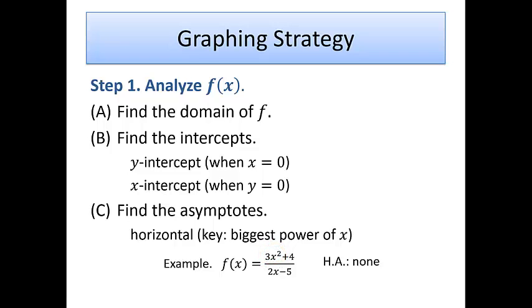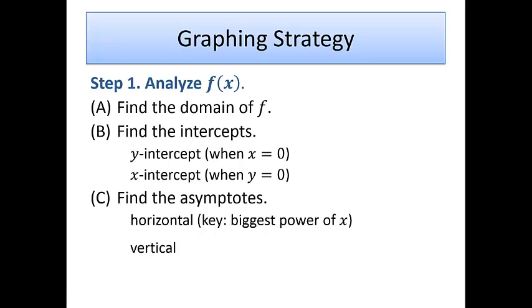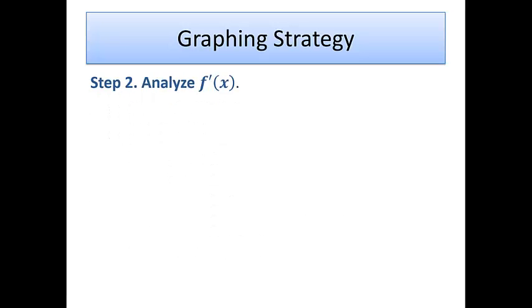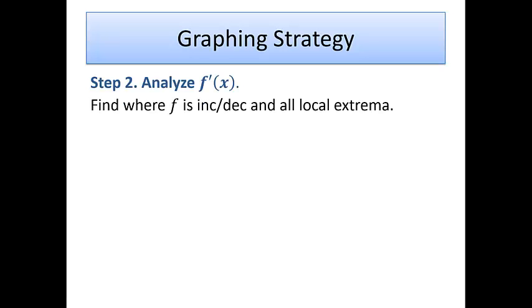For a vertical asymptote, if the given function is a rational function, then x equals a will be a vertical asymptote if f of a yields a non-zero number in the numerator and a 0 in the denominator. After analyzing the given function, our second step is to analyze the first derivative, f prime. We will use f prime to determine where f is increasing and decreasing and to find all local extrema, that is, all values that are local maximums or local minimums.